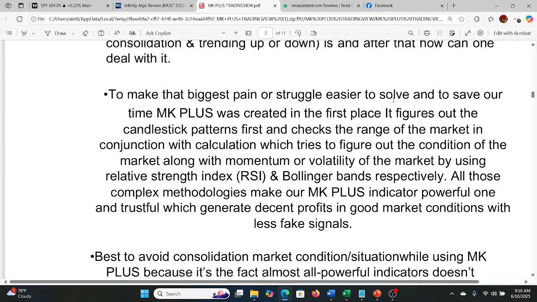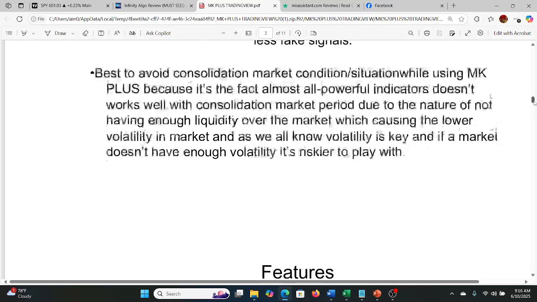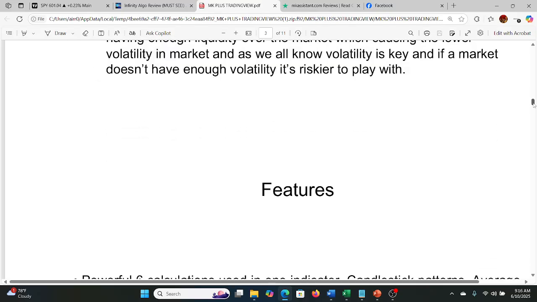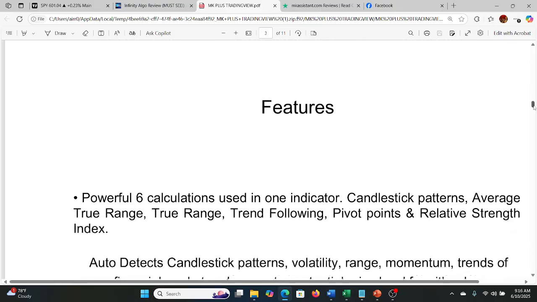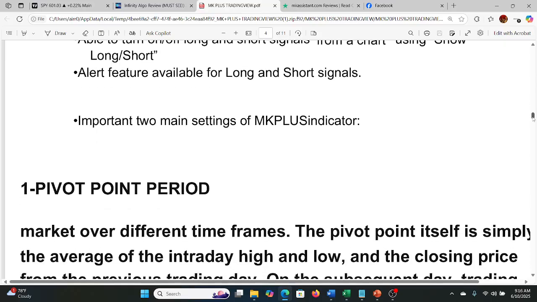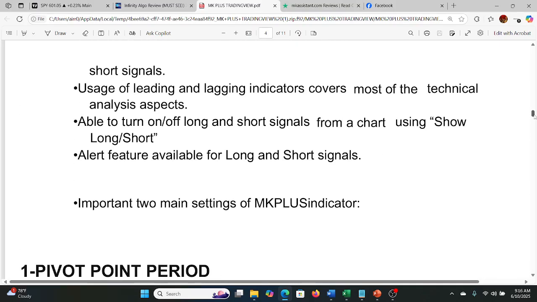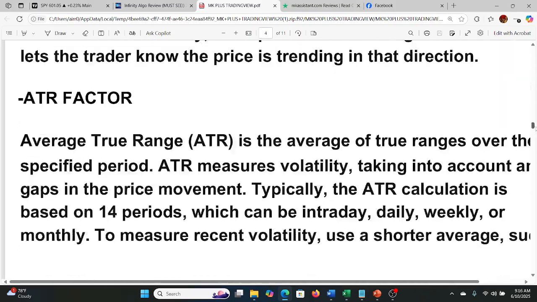Biggest struggle solve, save our time. MK Plus was created in the first place. Capital I figures out the candlestick. So there's definitely a cheap feel to the documentation they give you. Can you really expect much for $69 for lifetime? Maybe not. You're not going to get a full suite like Lux Algo or Algo Pro or even Infinity Algo. Well, look, their font just changes immediately to this weird font.